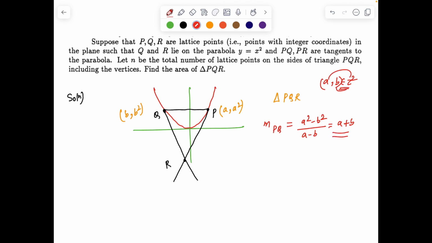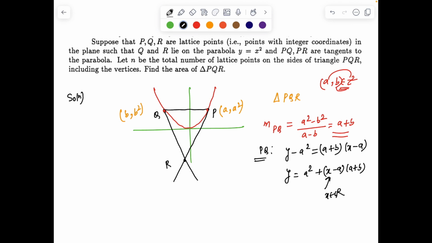Okay, hence I can tell that if the x coordinate of any point on line PQ is an integer, the y coordinate has to be an integer. The reason is very obvious. The equation of line PQ is y minus a squared equals (a plus b) into (x minus a). So from here you can clearly see if the x coordinate is an integer, since a and b are already integers because P and Q are lattice points, y has to be an integer, right? Y has to be an integer.